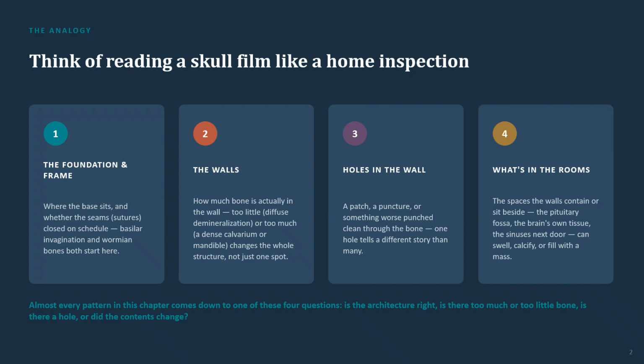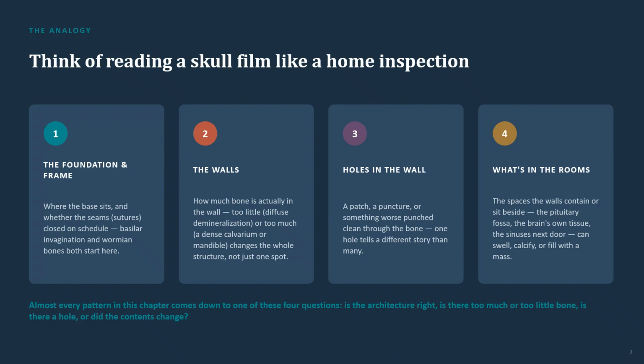So with the foundation and the frame, or where the house actually sits, where the base sits, and also where the sutures close, if they close on time or not, these are the conditions or the patterns that we'll see with basilar and also Wormian bones.